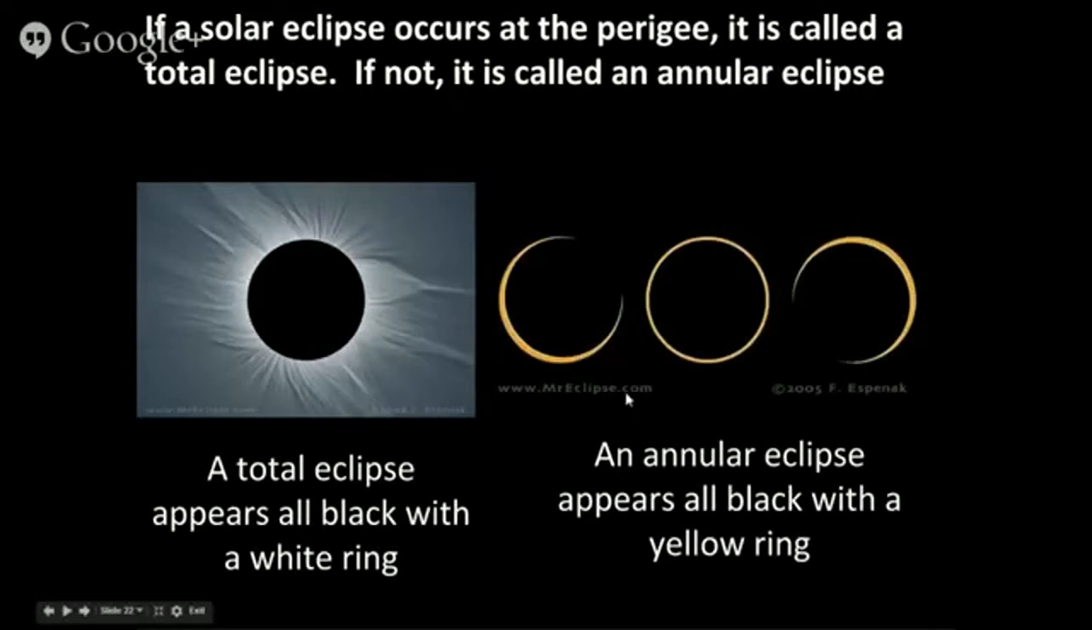An annular eclipse occurs when the moon is not fully at its perigee, but it's close enough to block out most of the sun, and we call it an annular eclipse. Now it's not blocking it out entirely, giving us that white background, but it blocks out most of it, giving just a yellow ring. That's an annular eclipse. Again, it's not at the perfect perigee like the total eclipse, but it is close.